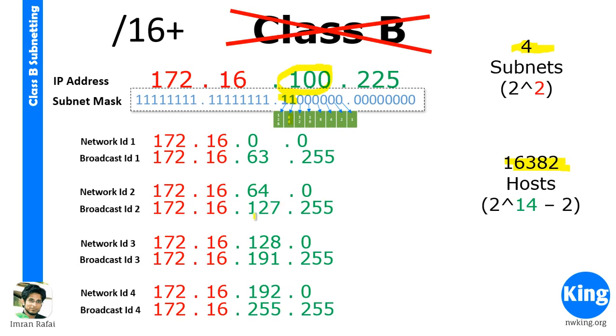The broadcast ID for the second network is 127.255. Third is 191.255. Fourth is 255.255, because that's the last network, and like we know already, the last network's broadcast ID is going to make everything 255. When I say everything, I mean the green section. So the first network ID is making everything 0 in the host part, and the last broadcast ID is making 255 for the host part.